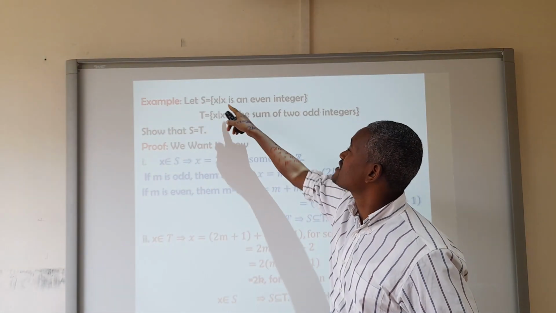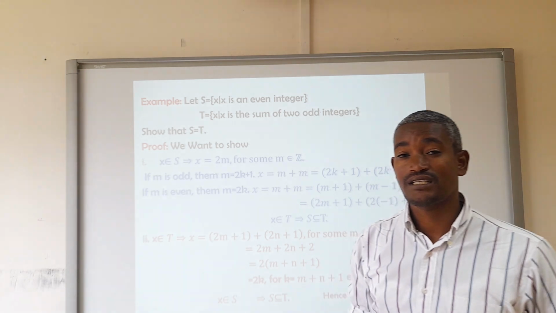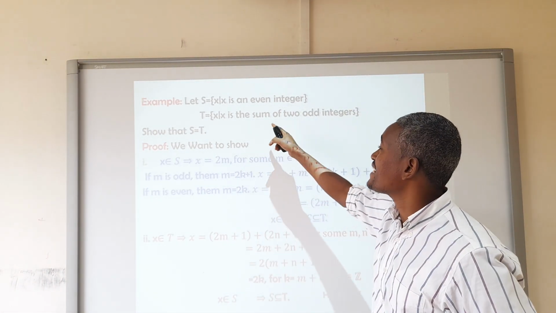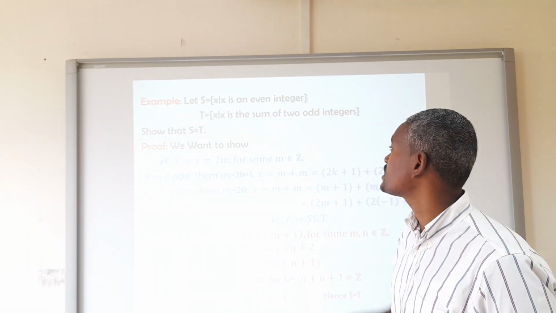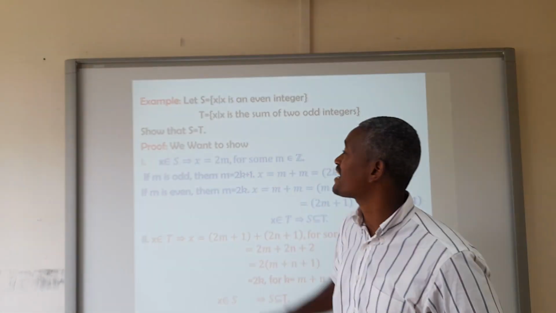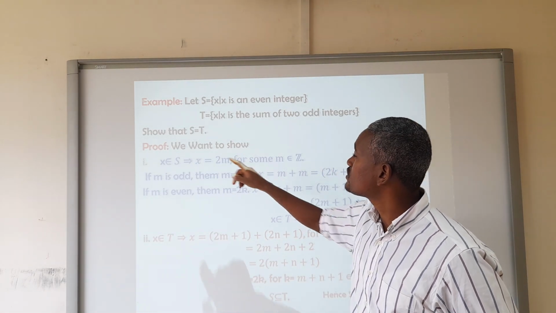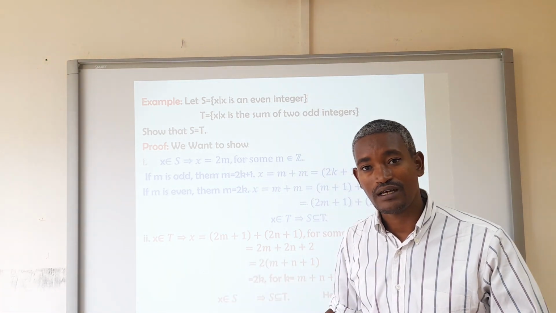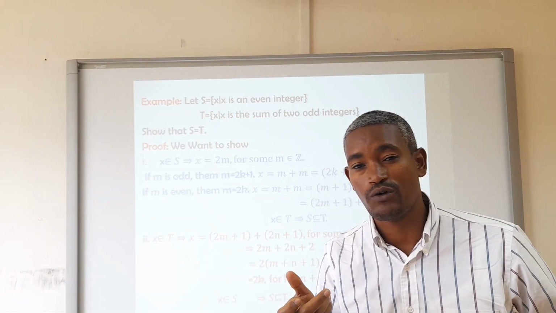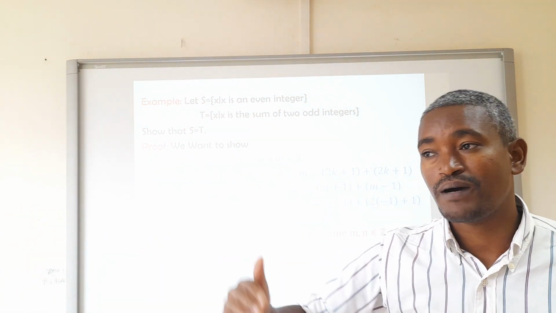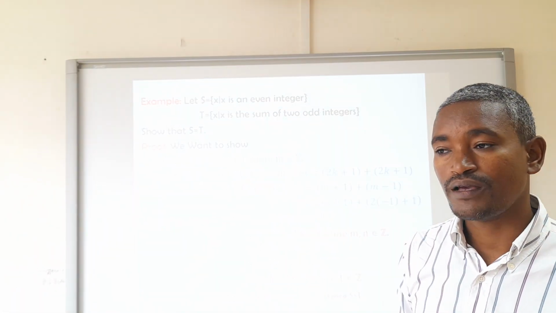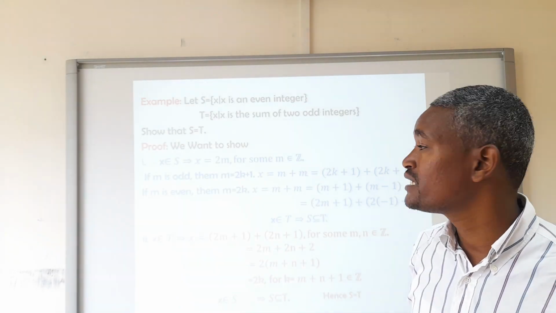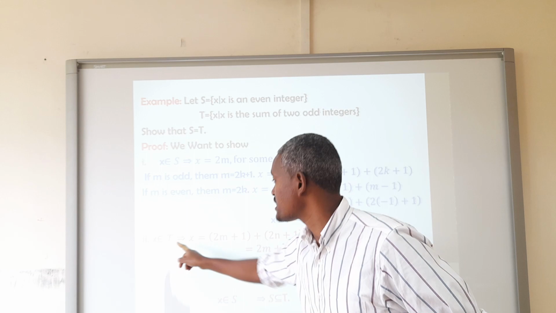For instance, let us show that these two sets are equal. Set S is the set of x such that x is an even integer, and set T is the set of x such that x is the sum of two odd integers. We want to show that S and T are equal sets, so we want to show that S is a subset of T and T is a subset of S. There are two parts, the forward and the backward: the forward is S is a subset of T, and the backward is T is a subset of S.